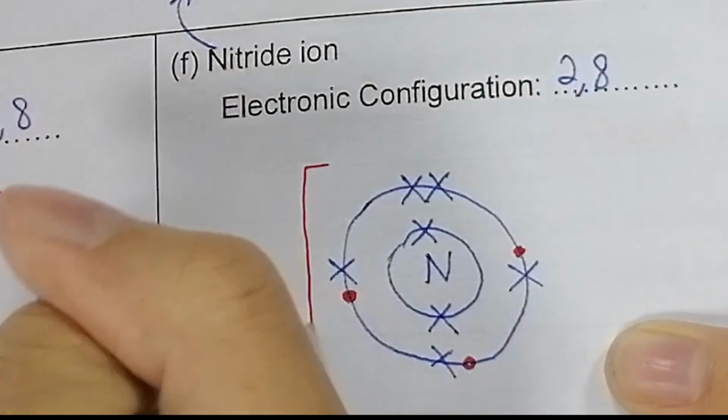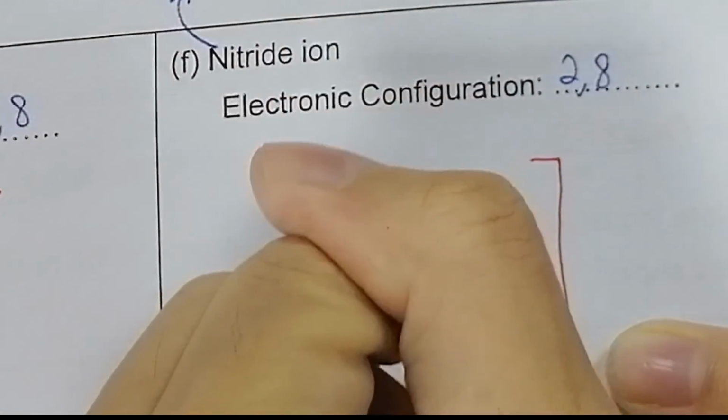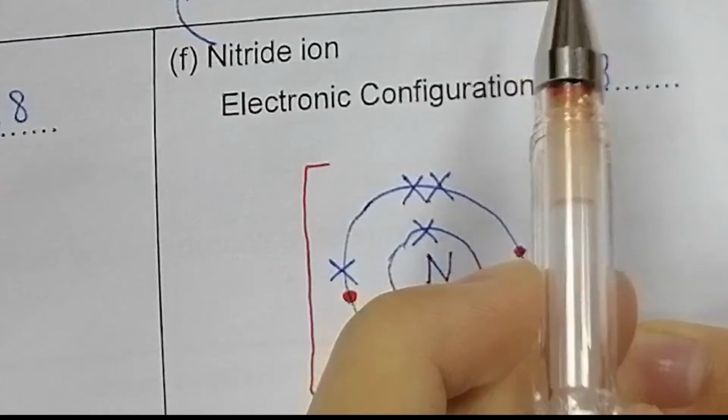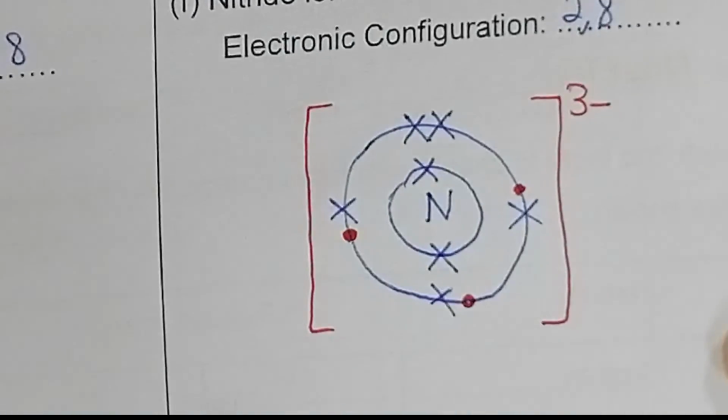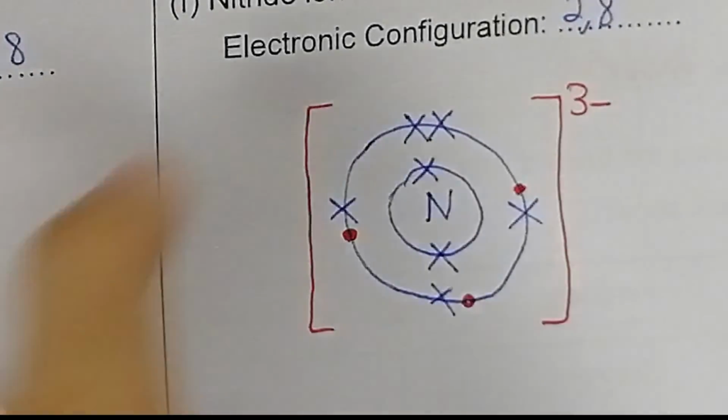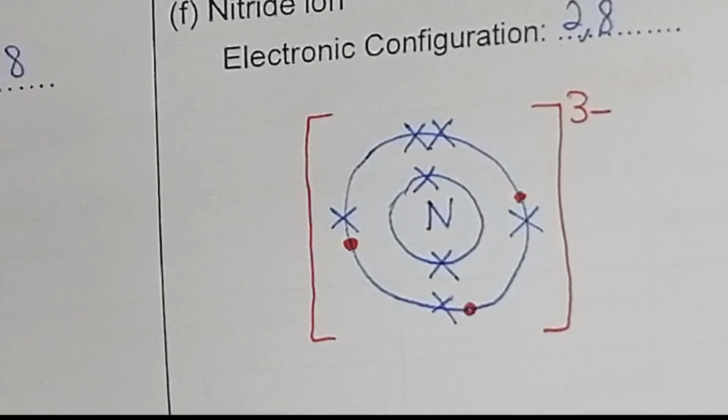And since it's an ion, I finish off with my square brackets. And I have a 3 minus charge. I write it here, 3 minus. Okay, and this is how I get the electronic configuration and electronic structure for nitride ion.